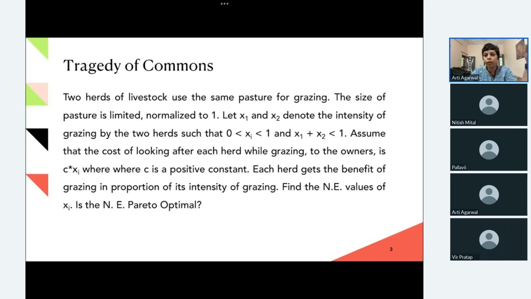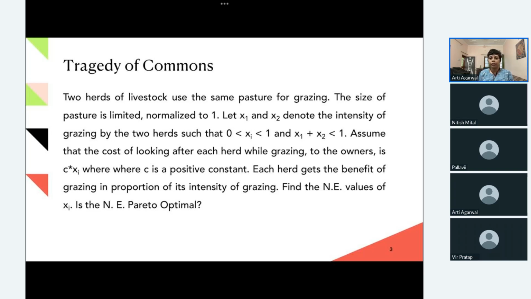There's no way for the pasture to grow or increase in size or even to regenerate itself. So pasture is fixed, and whatever land it is, we have just normalized it to 1. So we have denoted that L equal to 1 or Y equal to 1. There are two herds with grazing intensity equal to x1 and x2.